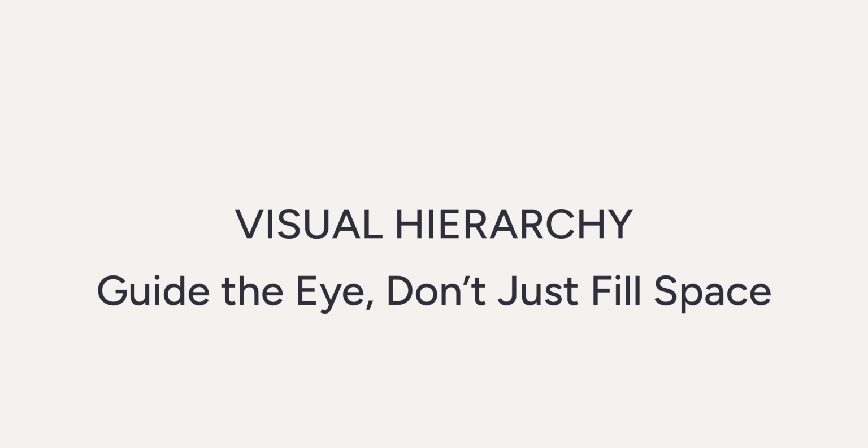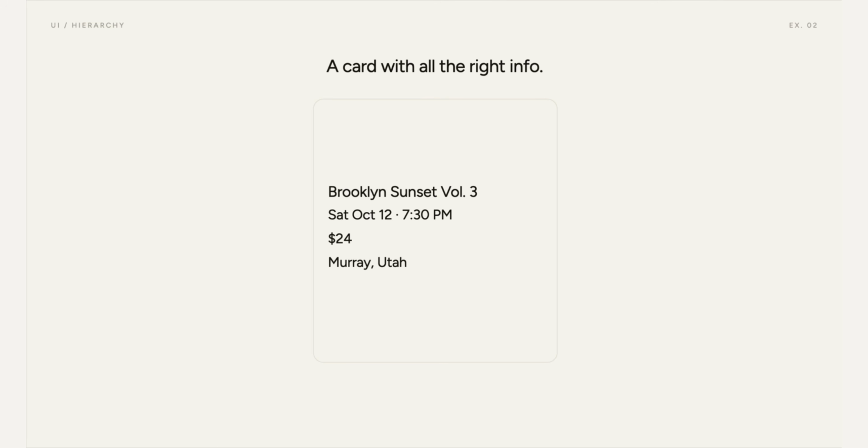Visual hierarchy. You need to guide the eye and not just fill space. Hierarchy is how you tell the user what to look at first. And you've got three tools for this: size, position, and color. Imagine a card with all the right data, but everything is the same size, the same weight, and the same color. So it reads like a spreadsheet. There's no hierarchy, there's no clear entry point for the eye.